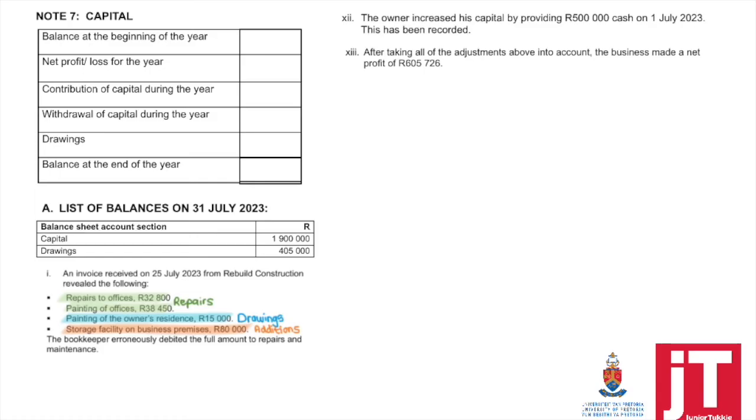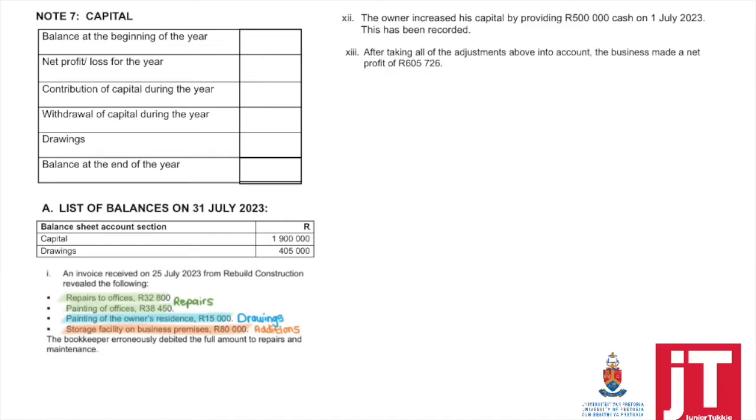Completing note number 7, which is capital in a sole trader. We always have, study this note, the balance in the beginning plus the net profit or minus the net loss, plus contribution of capital during the year, minus withdrawal of capital during the year, minus withdrawings, equals the balance at the end. They provide you with the capital and withdrawings.